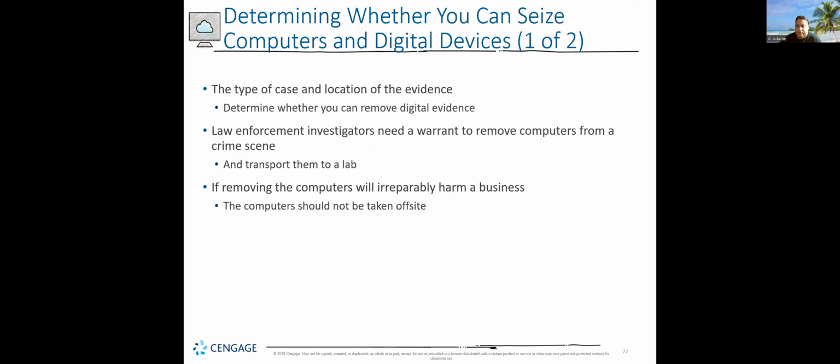The types of cases, locations of the evidence. The type of case and location of the evidence, sorry, determine whether you can remove digital evidence. If you take the whole machine with you, yeah, I think you'll be fine. There's training on whether you can seize computers and digital evidence. Because when it comes to business, that's where it gets a little hairy if you're working law enforcement and it's like a big white collar crime where they stole money.